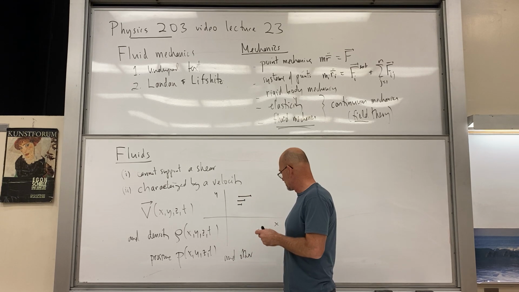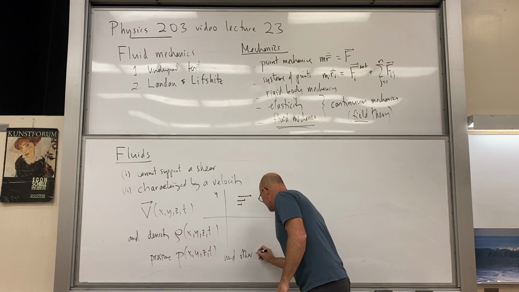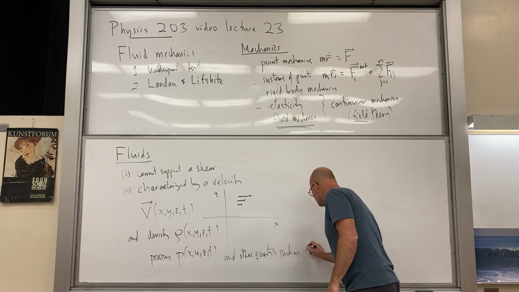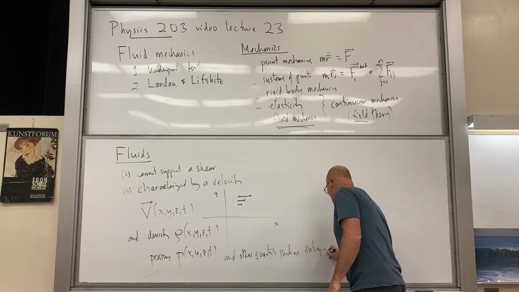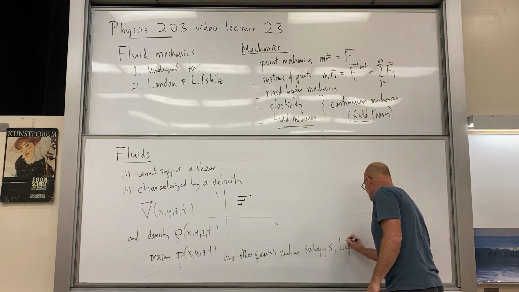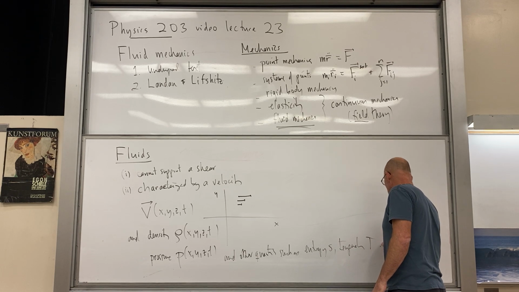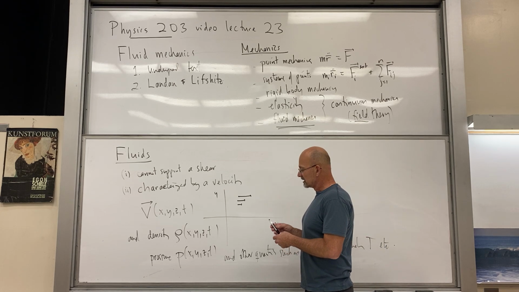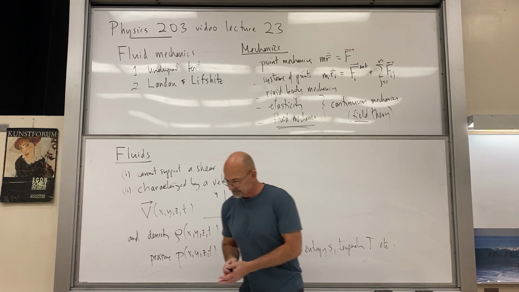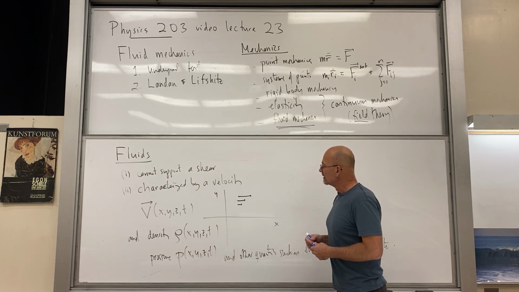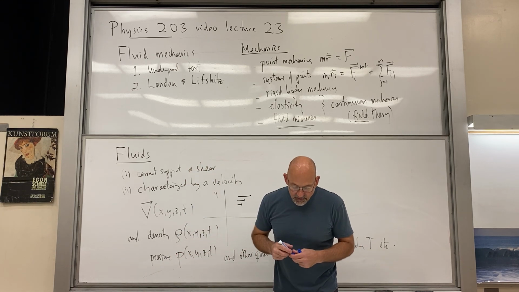And other quantities, let's go ahead and write them down. Quantities such as entropy, S, temperature, T. Okay. Good, so what else do we have? Am I numbering these things? I think so.